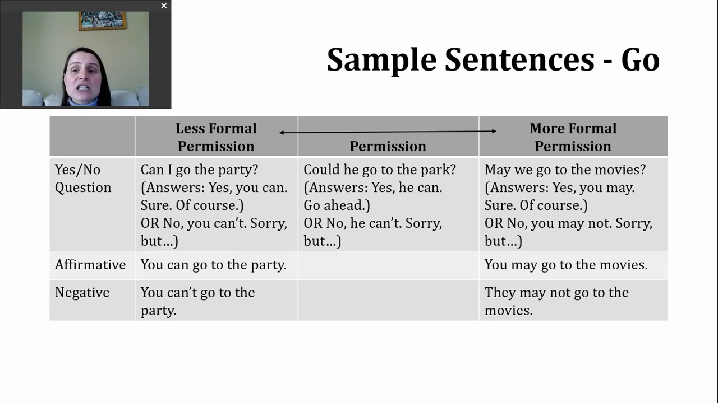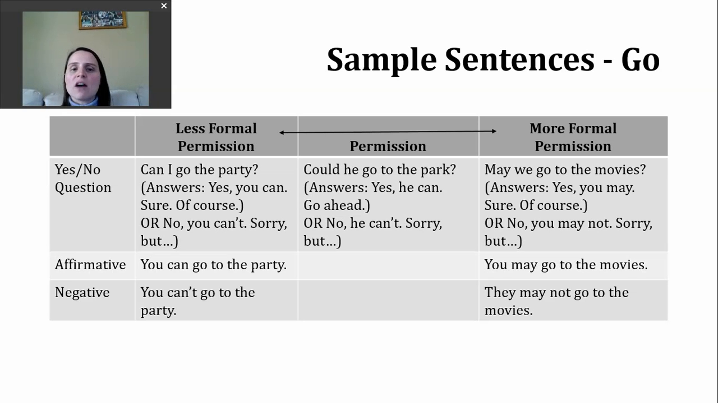So the most formal way to ask for permission is to use the modal may. And we have an example here. May we go to the movies, right? And when you answer that, you can use may in your answer. So you could respond, yes, you may.